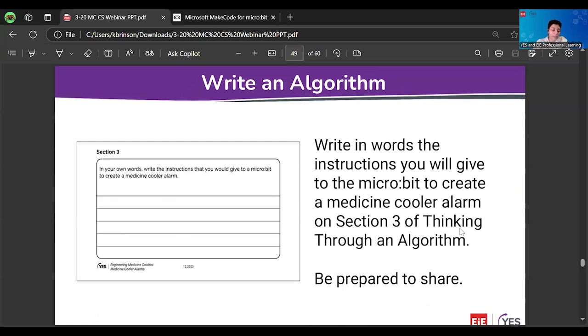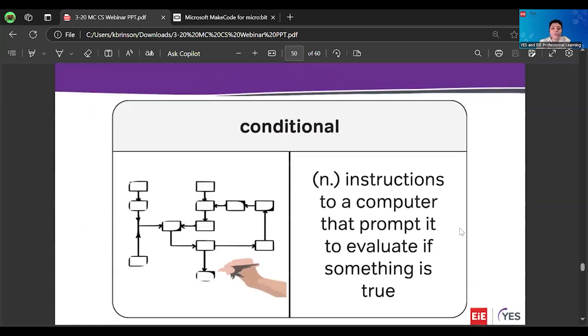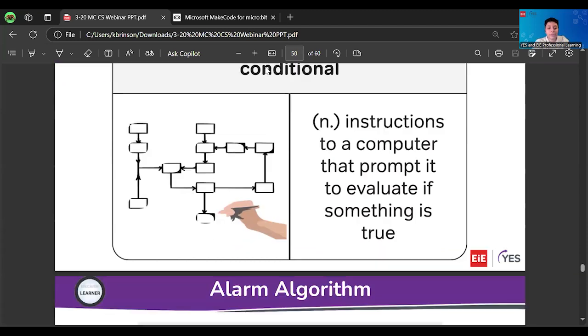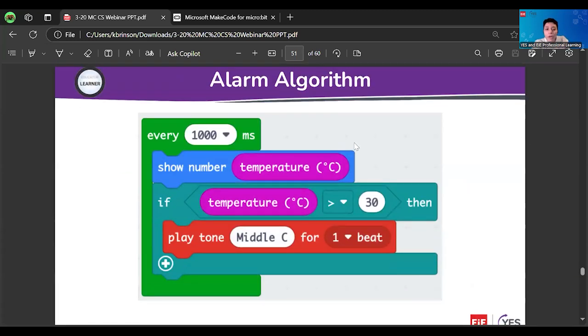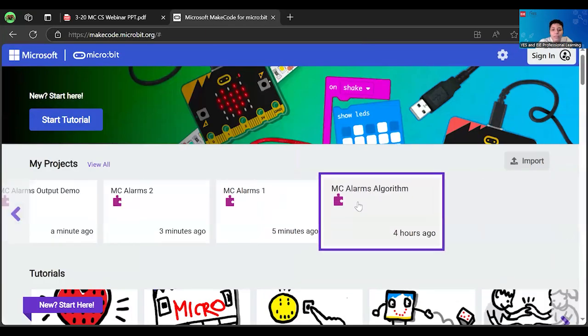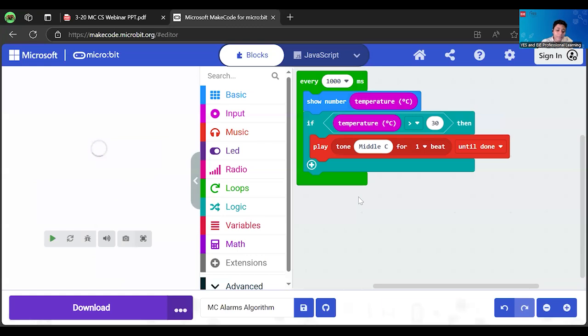And a lot of times what happens at this point is that they start to come up with conditionals on their own. If something happens or if something is true, please make a sound. So if the temperature gets above 30 degrees Celsius, make a sound. When the temperature gets above or is at 29 degrees, make a different sound. So all of these are conditional statements. So at this point, they get introduced to a sample alarm algorithm, which I also have made for us so that we can take a look at that as well.